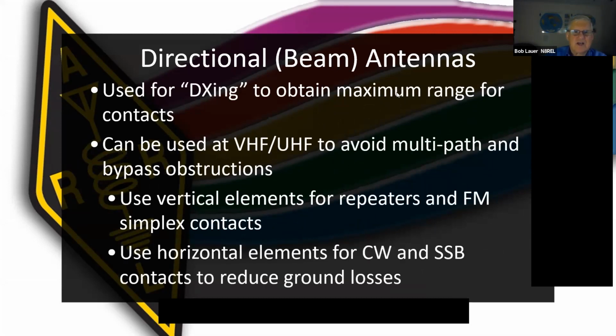Okay, directional antennas, maximum range contacts, for UHF and VHF, to avoid multipath. The other thing though with VHF and directional antennas is you can also use a directional antenna if you need to try and bounce your signal off a building. These can be helpful for that.